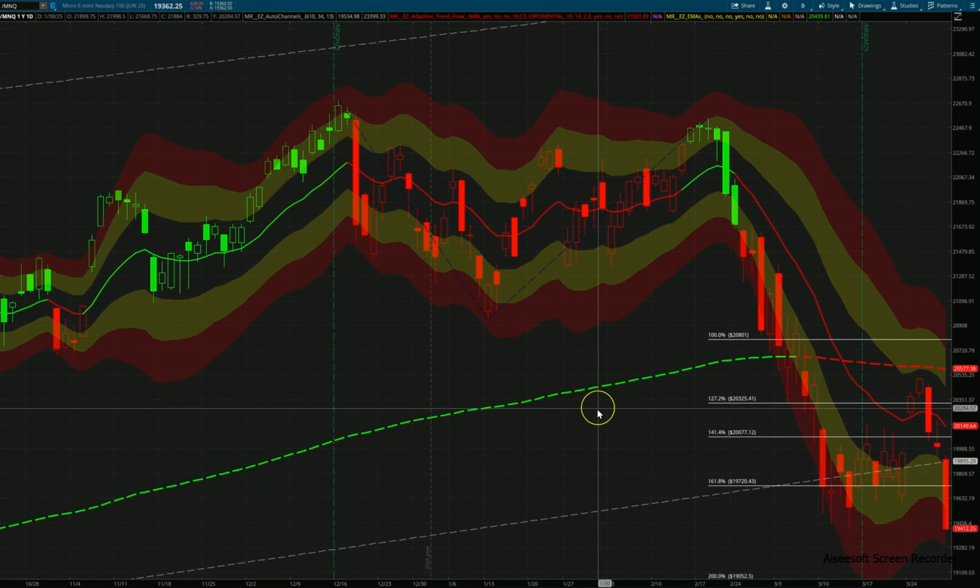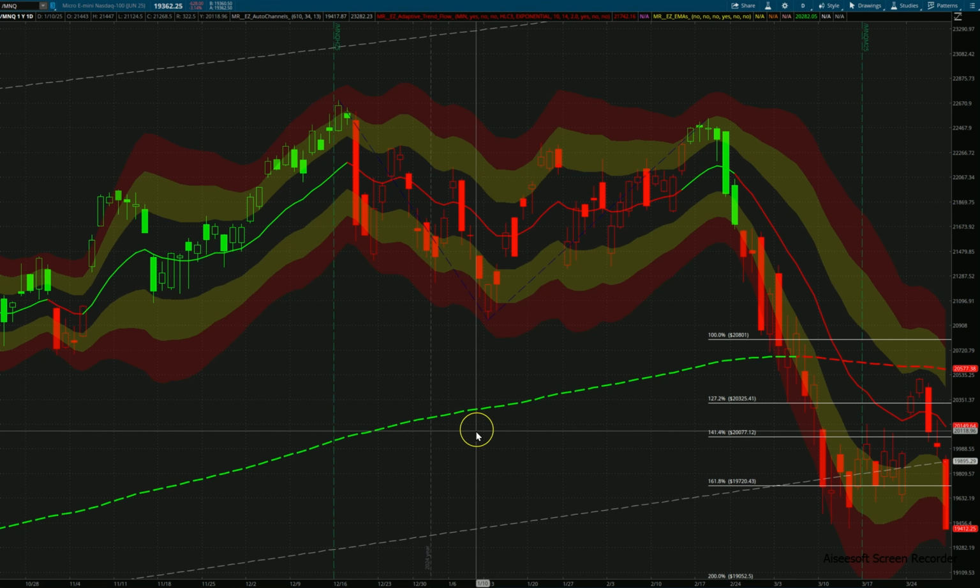And it's a daily 233. A lot of people focus on a 200, and I don't know why. It's not a fib. 233 is a fib, and it seems to fit. At least I think it fits better than a 200.